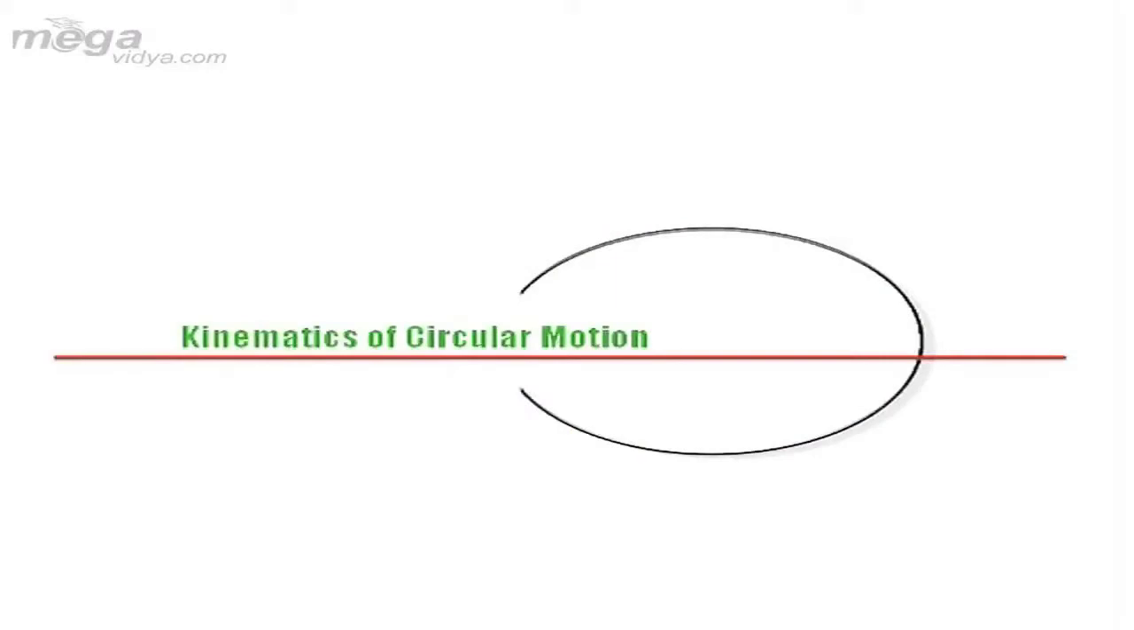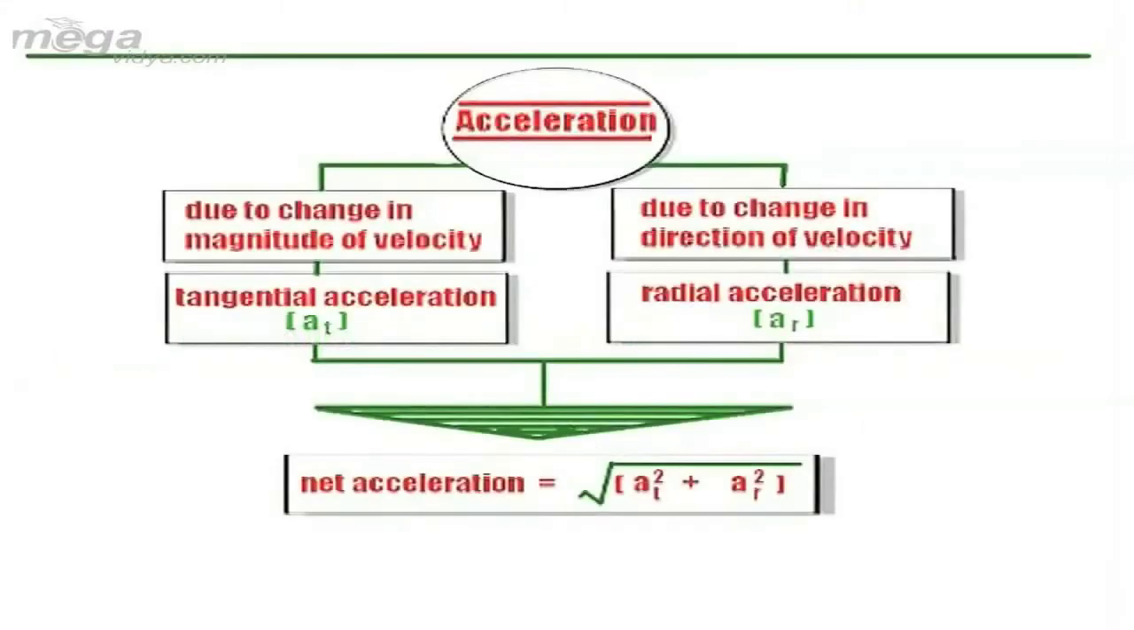Kinematics of circular motion. I will start talking about the circular motion from the acceleration part using Newton's second law. Net force equals the rate of change of momentum. If mass is constant, then net force becomes mass times acceleration. So if we know the acceleration, we will be able to understand the cause of motion.